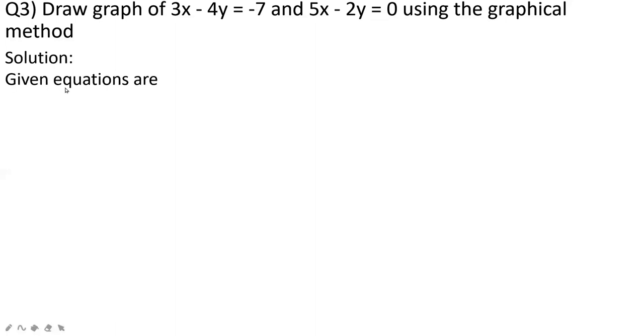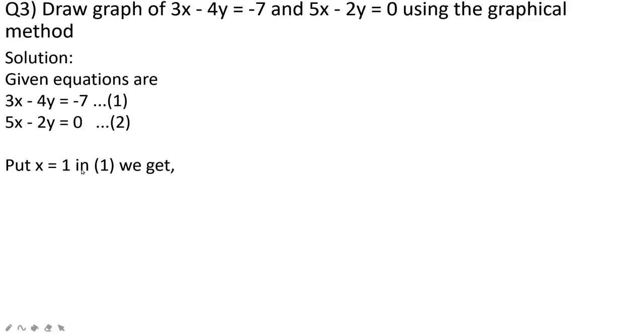We have two equations, that is 3x minus 4y is minus 7. This is our first equation, and 5x minus 2y is 0. This is our second equation. Now similarly in this question also we have to find 4 x comma y values for our first equation and 4 x comma y values for our second equation. That is a total of 8 x comma y values.